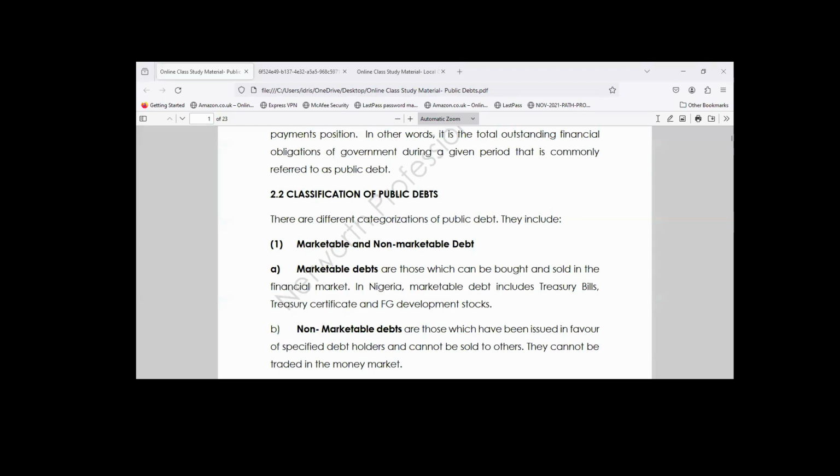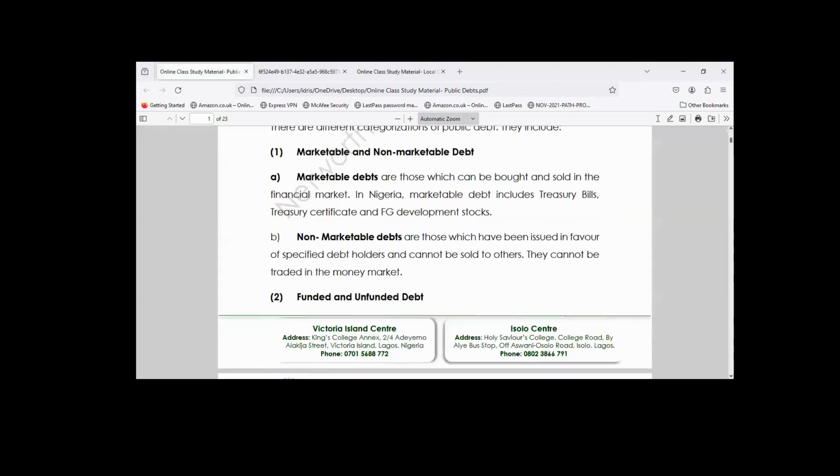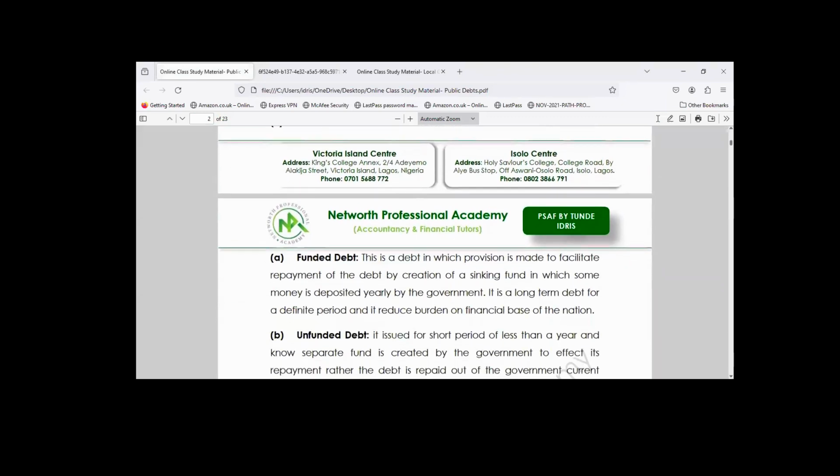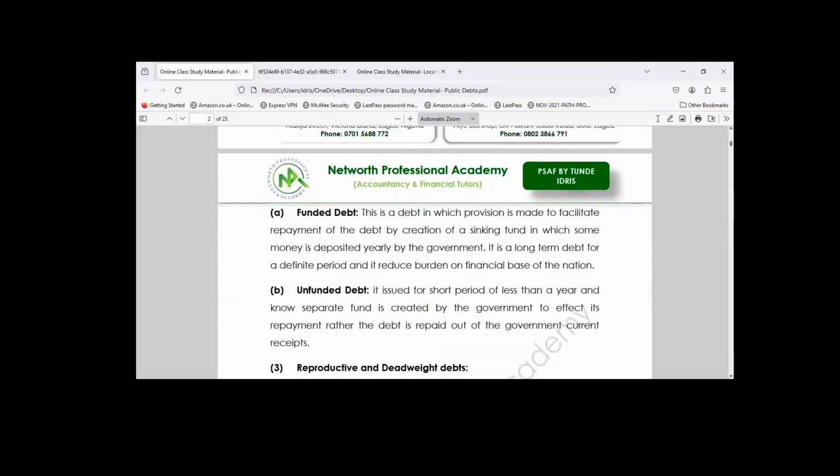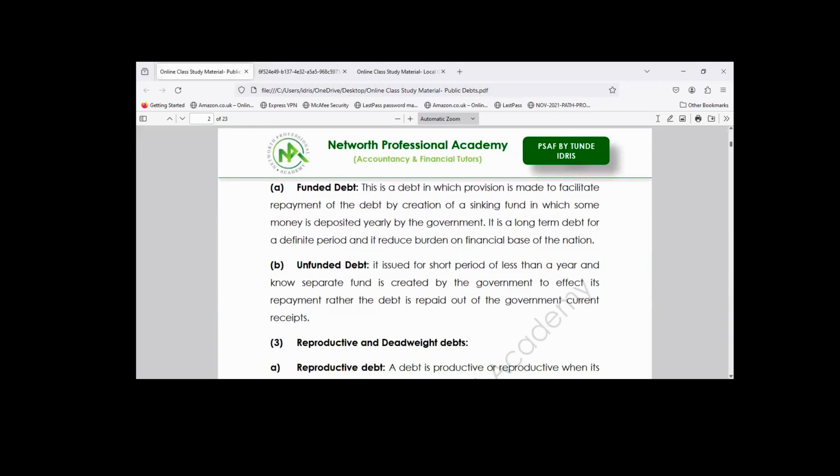Another classification of public debt that we have is funded debt and unfunded debt. Funded debt means a debt where a sinking fund is created to facilitate its repayment.